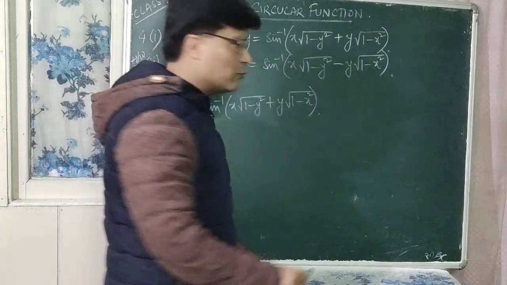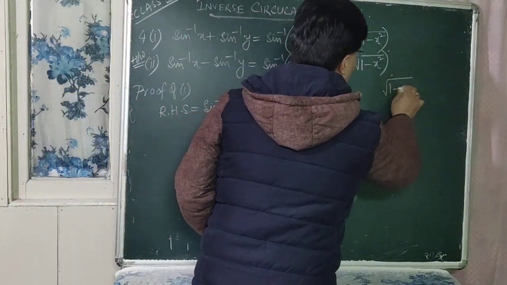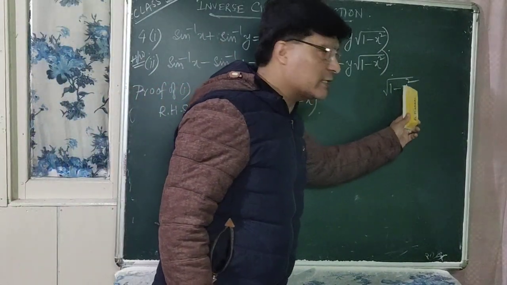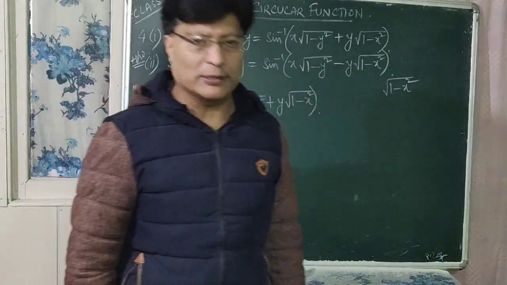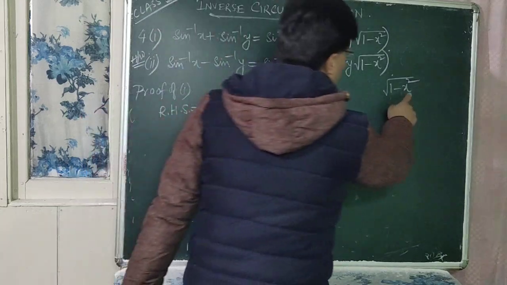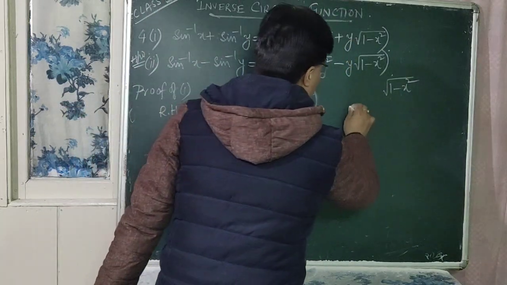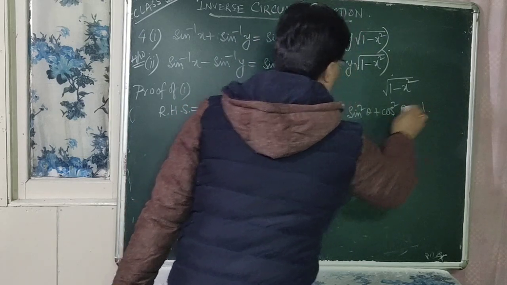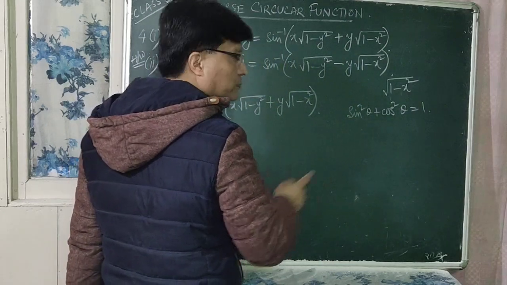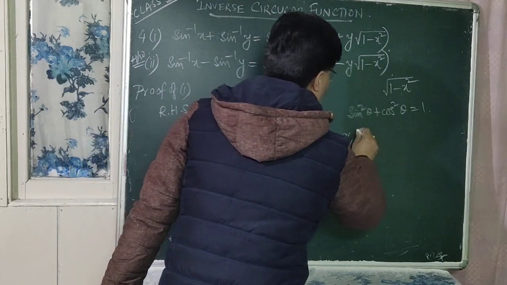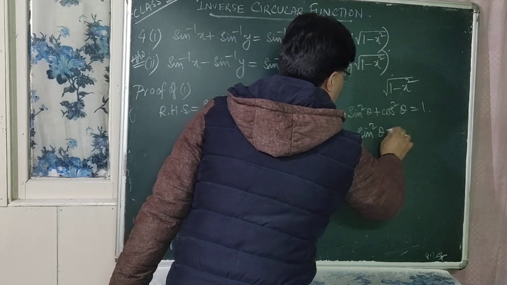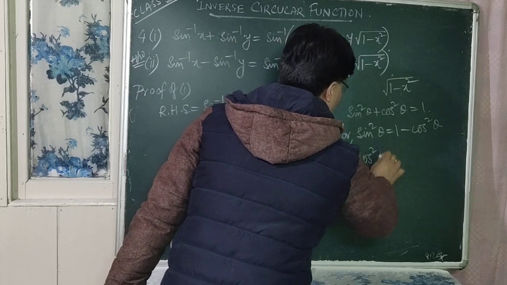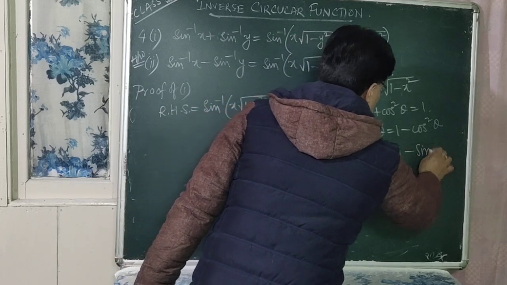So look at the blackboard. So whenever you have root over 1 minus x square, okay? If you have within square root 1 minus x square, what will be the trigonometric substitution? So what should we put for x? So you know the formula, isn't it? Sin square theta plus cos square theta is equal to 1. Okay? So now, it may be sin square theta is equal to 1 minus cos square theta, or it may be cos square theta is equal to 1 minus sin square theta.